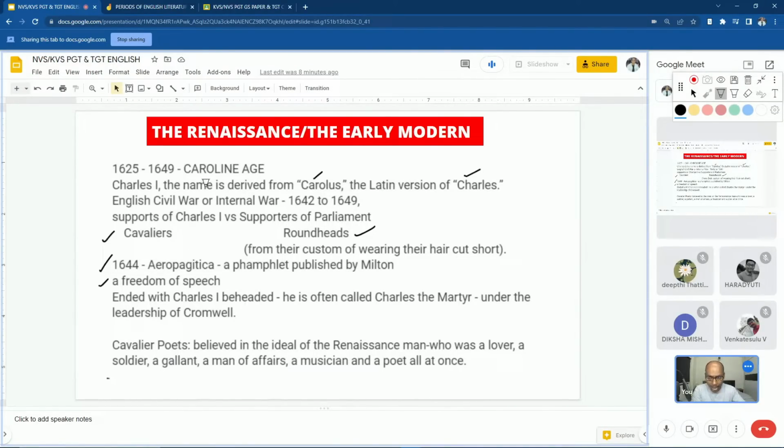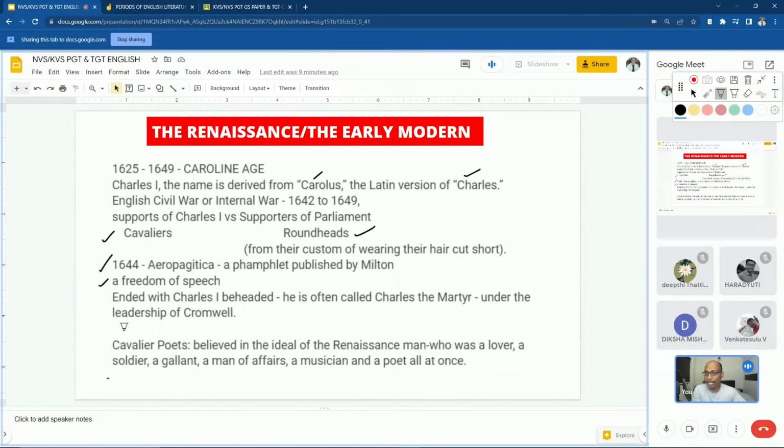And how did this Caroline age end? It ended with the beheading of Charles I. He is often called Charles the Martyr, under the leadership of Cromwell. So after the Caroline age, after King Charles I, Cromwell comes and the Puritan Interregnum begins. But before going to that, let us understand the different aspects and characteristics of the Caroline age.